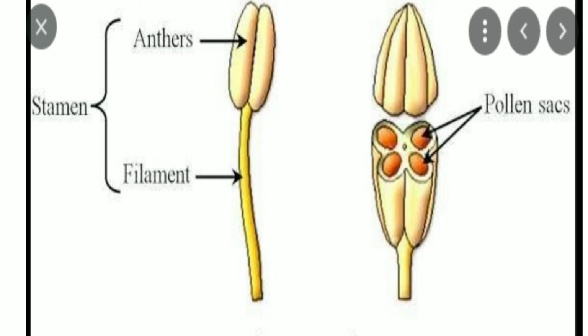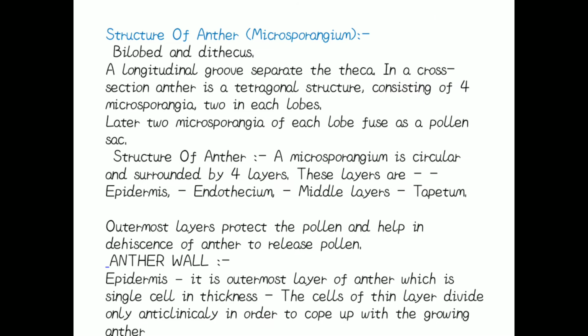And we can observe here the dithecous structure. It's showing two lobes, and when we take the transverse section of this anther, we can observe four pollen sacs. A longitudinal groove separates the theca. In cross-section, the anther is a tetragonal structure consisting of four microsporangia in two lobes. Later, two microsporangia of each lobe fuse as a pollen sac.